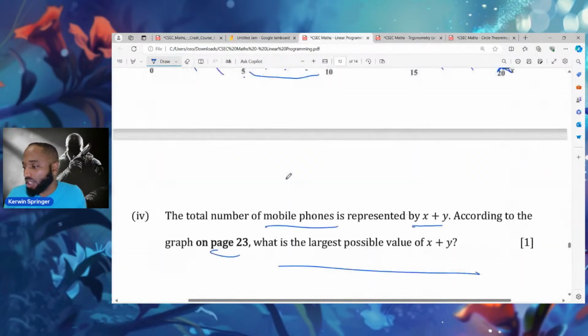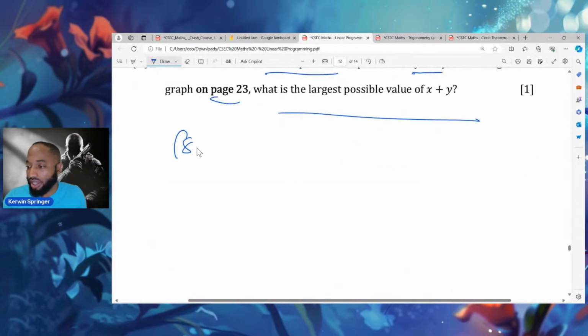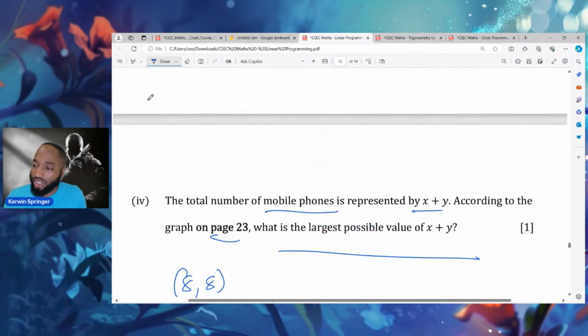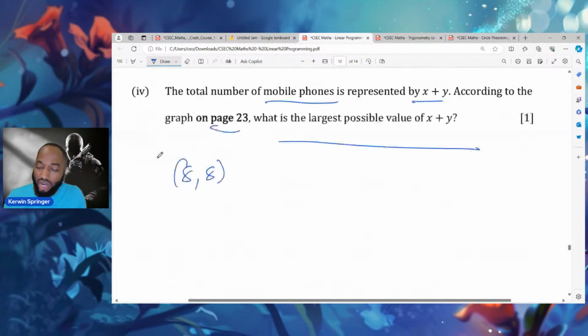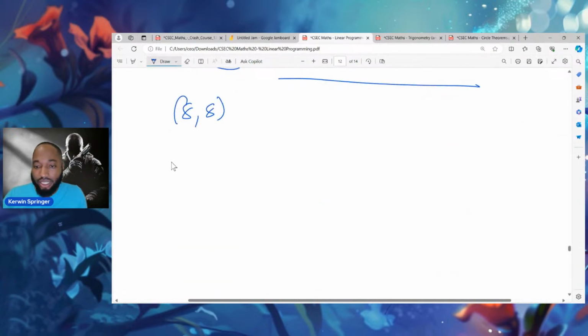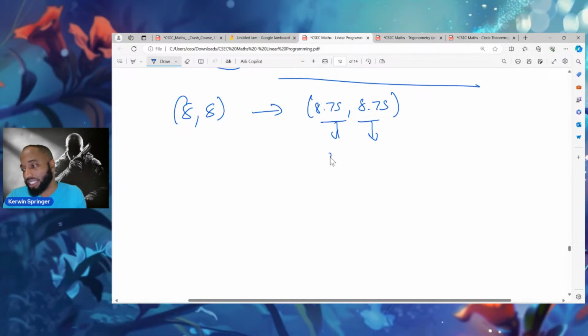Well, then the total number: we examine the twin vertices 8, 8. We don't need to worry about this vertex here because that is 0, 0. It was 8.75, 8.75. But of course, you can't get a piece of a phone, so the whole number version is 8, 8.